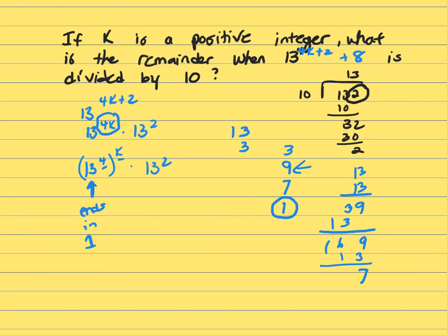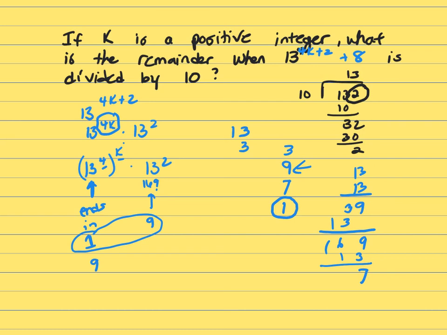And no matter what you raise that to, you get a 1 in that ones digit. To the kth power, that's still going to end in a 1. 13 squared is 169. That ends in a 9. So when you multiply these two numbers together, you get a 9.